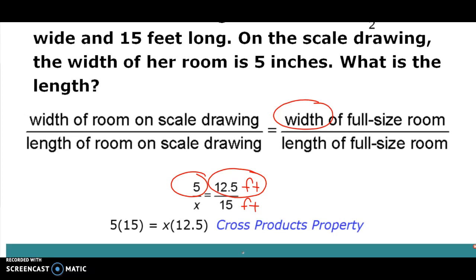So what am I trying to find here? The length of the room in, what was the room in what measurements? Inches. So these are in inches. These are in feet. And that's okay.